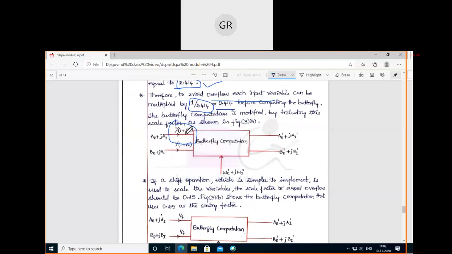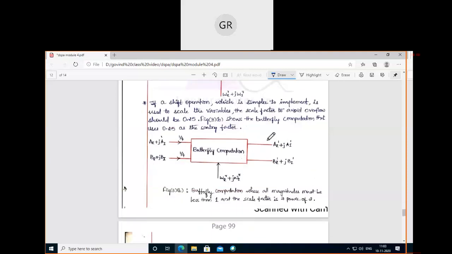That means 1 plus square root of 2, that means 0.414. Each input variable is multiplied by 0.414 to avoid the overflow. Okay, in butterfly computation, we can show it like this. Now, if a shift operation, we already know shift operations. We use those shifters to avoid the overflow also, right?